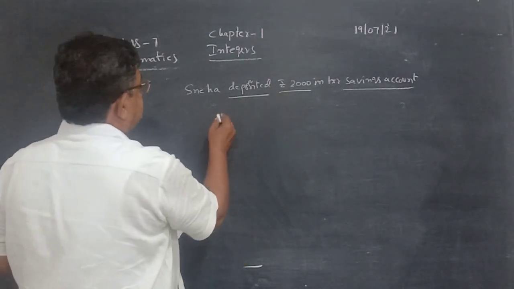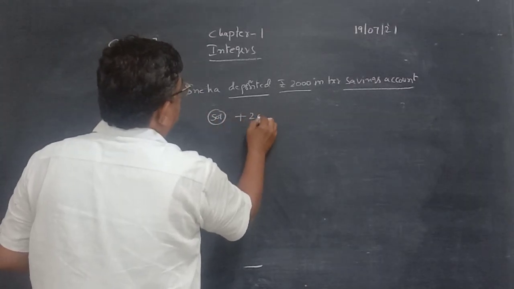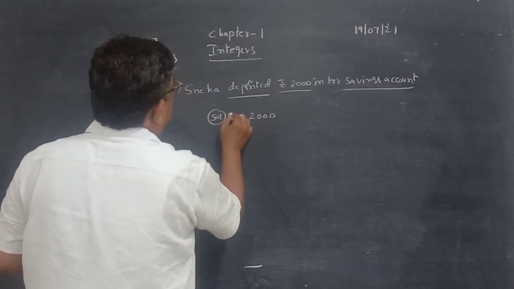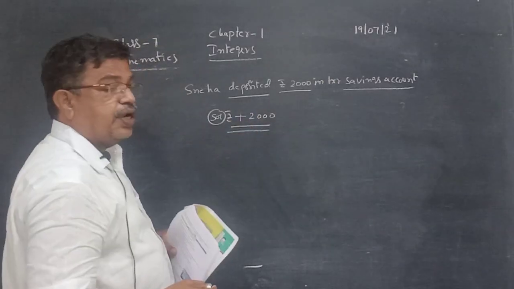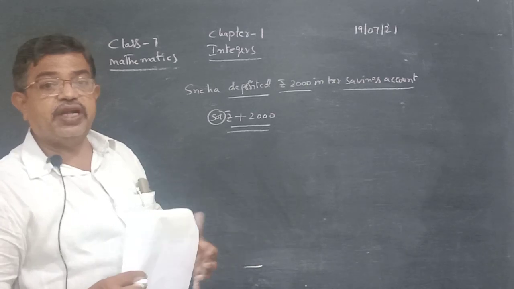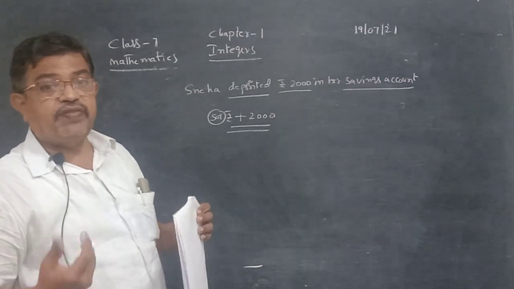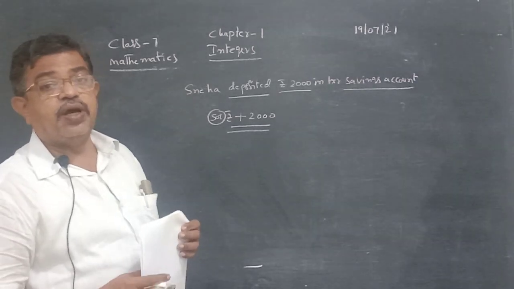If you write this as a symbol, then the answer is plus 2000 rupees, because she is saving the money. You won't write it as rupees plus 2000. If she spends the money at some place, then it is minus 2000 rupees. So savings is plus, expenditure is minus.